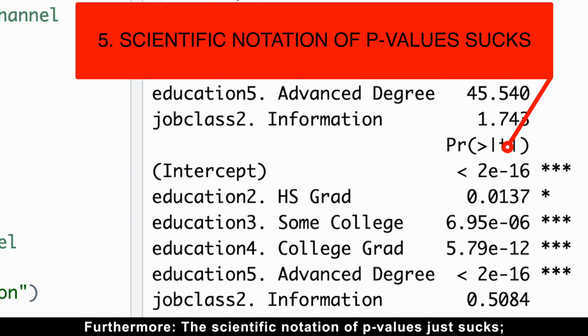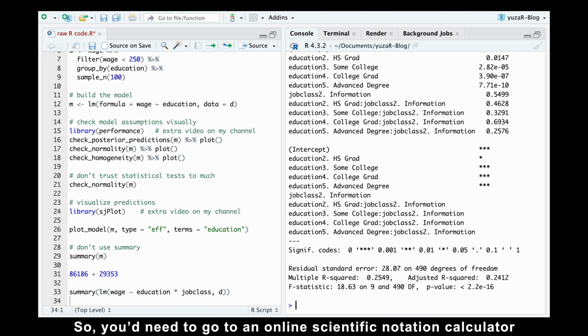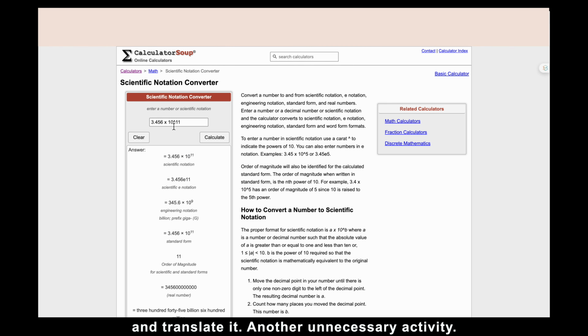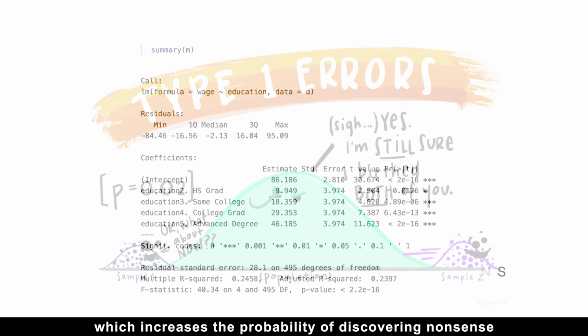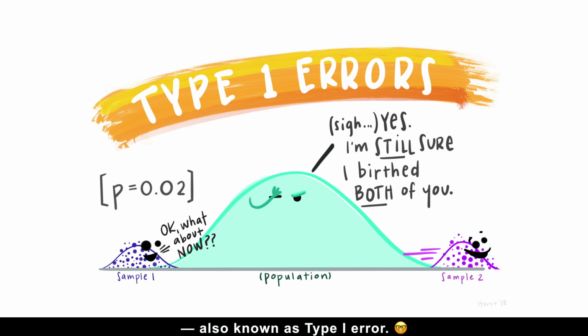Furthermore, the scientific notation of p-values just sucks. Most non-statisticians don't understand it, so you need to go to an online scientific notation calculator and translate it, another unnecessary activity. Moreover, the summary function doesn't adjust p-values for multiple comparisons, which increases the probability of discovering nonsense, also known as type 1 error.